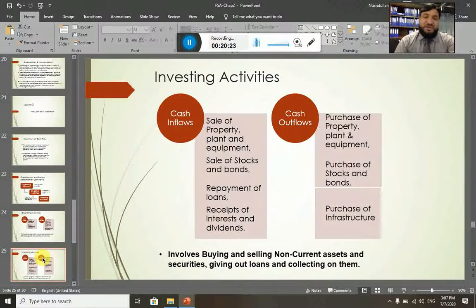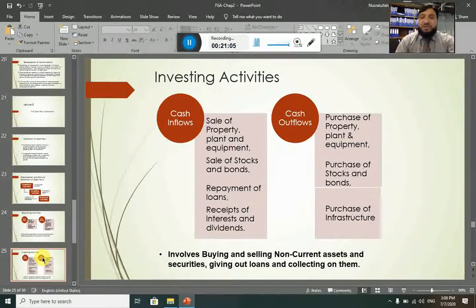Next we have investing activities. Investing cash inflows are sale of property, plant and equipment, sale of stock or bonds, repayment of loan, and receipt of interest and dividends. When we have given a loan, and when we receive that loan back, that is our inflow. We received interest and dividends from others, that is our inflow. We sell our stock and bonds, that's cash inflow. We sell a property, a land, an equipment, a machinery, that is all cash inflow from investing activities.